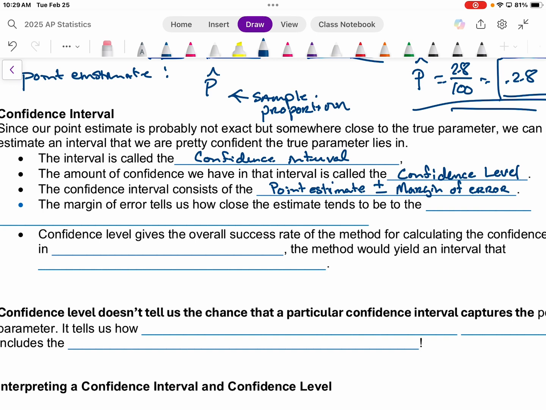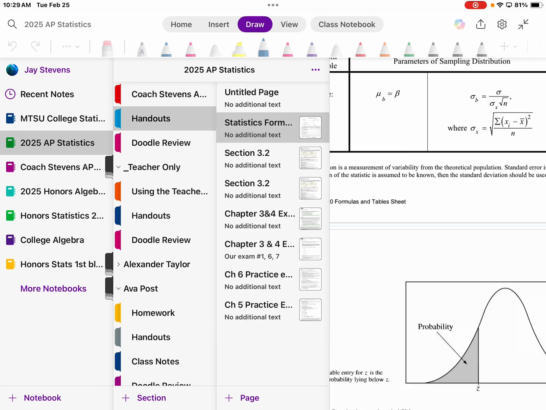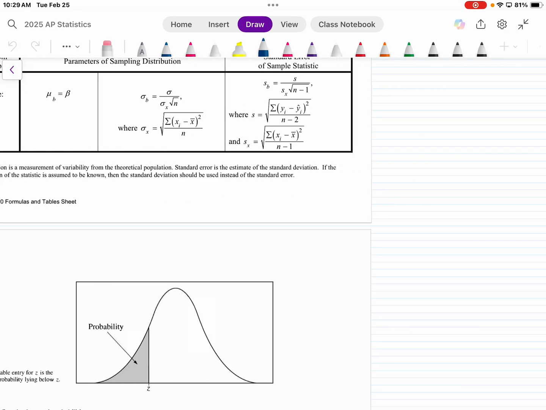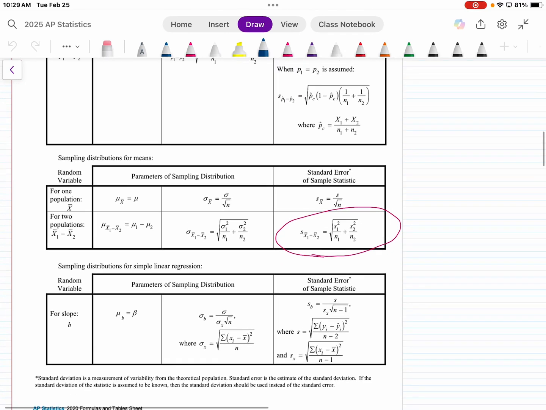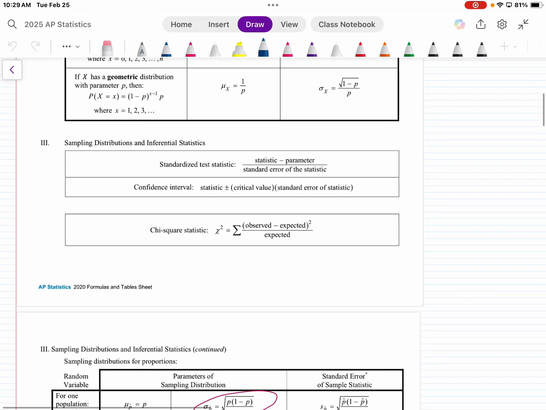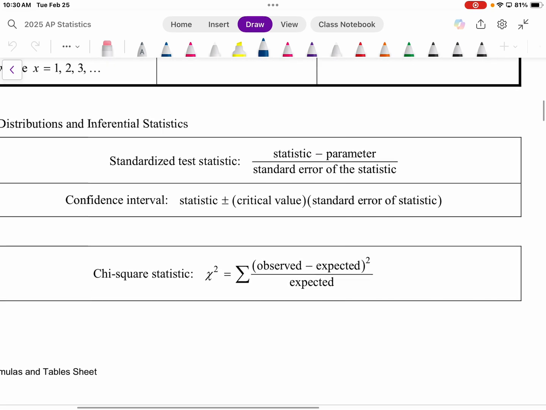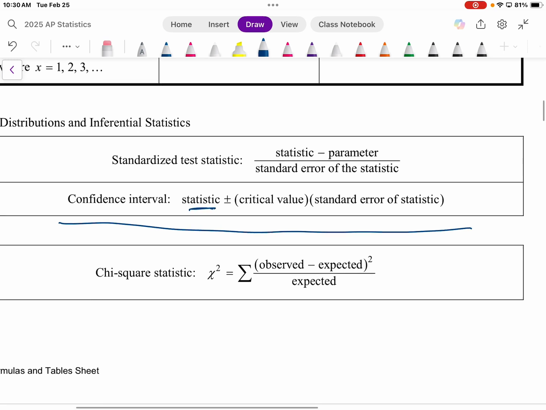Now that format is on the cheat sheet guide. When you go back and look, I'll go back real quickly to show you, to handouts and our statistics form. There we go. There's our confidence interval. It's basically our statistic, and technically these two things together make our margin of error.